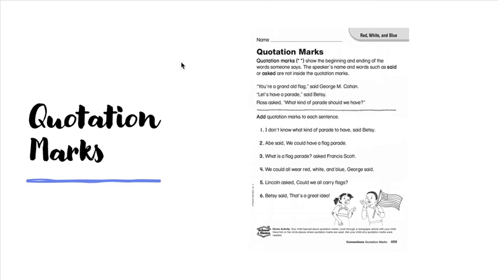So you are, sorry about that, guys. You are a grand old flag, said George M. Cohn. Let's have a parade, said Betsy Ross. Asked, what kind of parade should we have? So you are going to add quotation marks next to each sentence. So you are going to put one at the beginning and one at the end of all of the words that the person says.